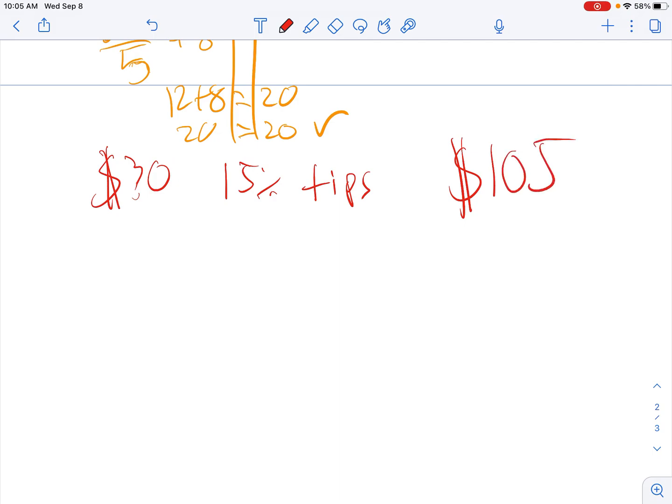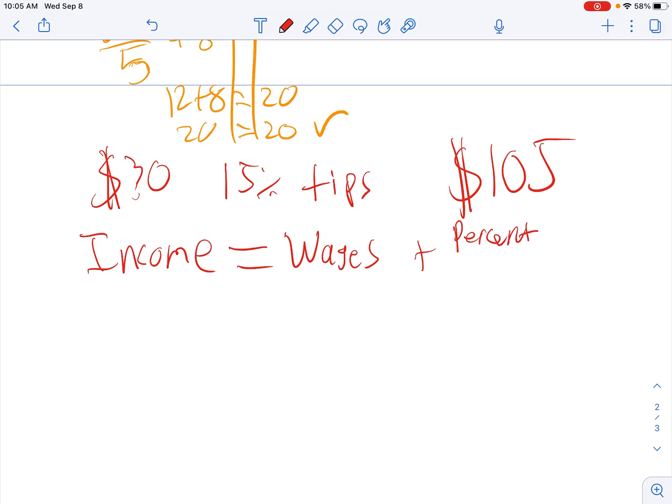Okay. So $105 total. So we're going to kind of, again, use words first. So the total income equals wages plus percent of tips. And then it's got to be multiplied by the food bill.